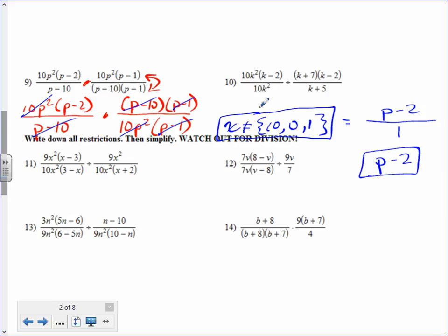10, 0, 1? Yeah. Now, the back, I'm going to save the back for tomorrow. So right now you can get started on your homework, which is to finish the front, all the front of it. Make sure you look and see, is it a multiplication or is it a division?